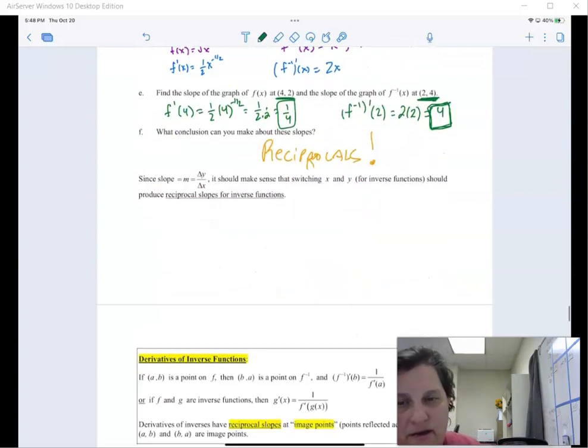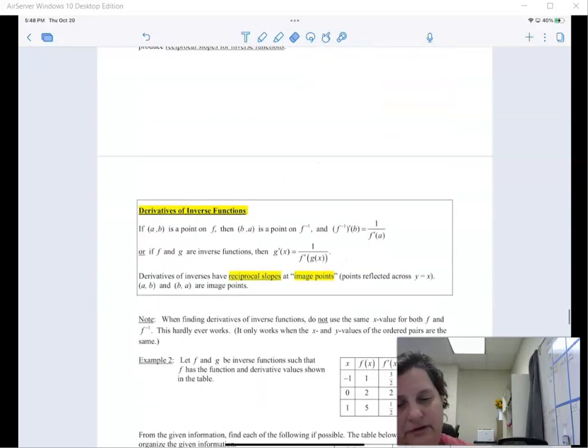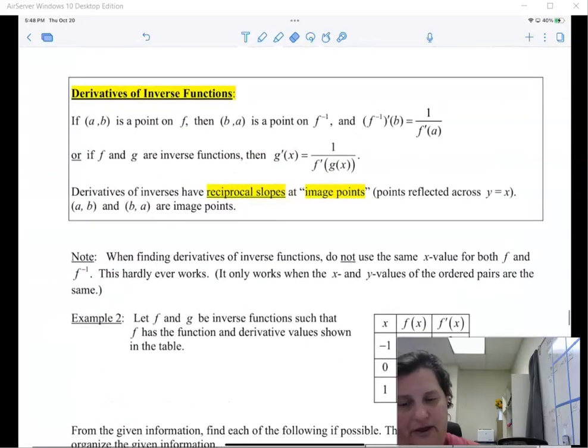Okay? So if we read this, since m is changing y over changing x, it should make sense that switching x and y should produce reciprocal slopes, and it does. All right? If you understand that, this stuff is not too difficult, but here's how this works. Okay, derivatives of inverse functions. So we have this point, okay?